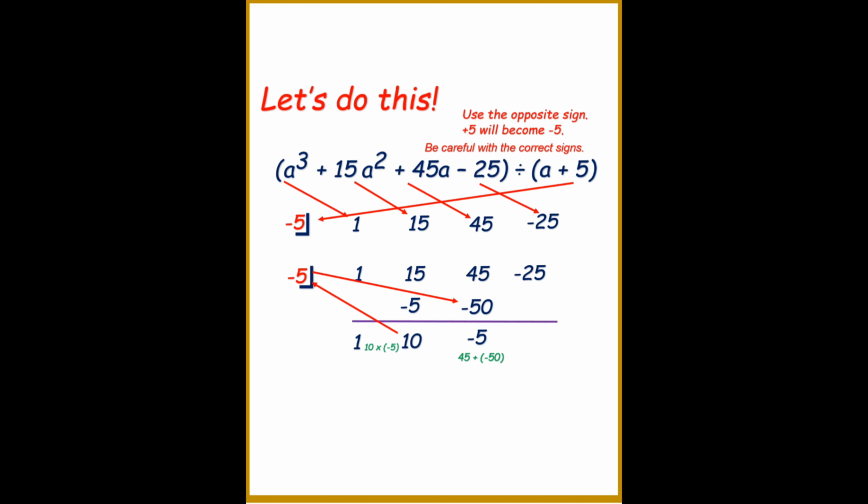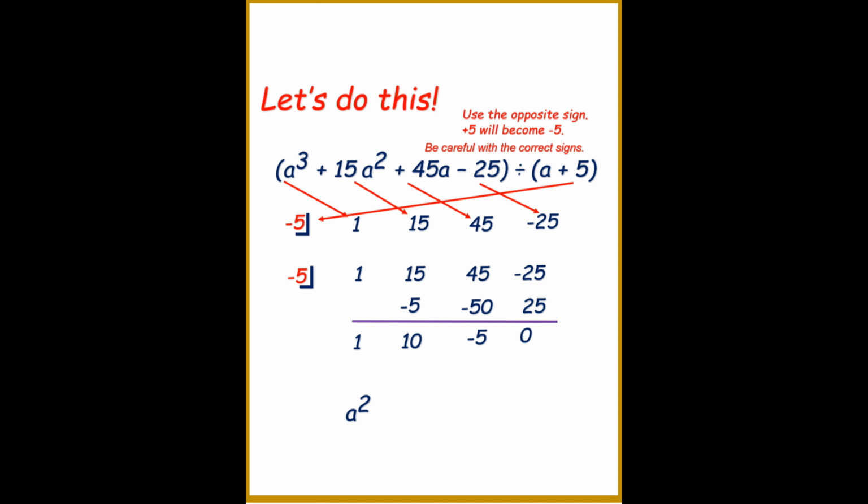And we're going to do the same process. So negative 5 times negative 5, the answer is 25. Negative 25 plus 25, the answer is 0. So we have it. We're done with the equation. What's the next step?